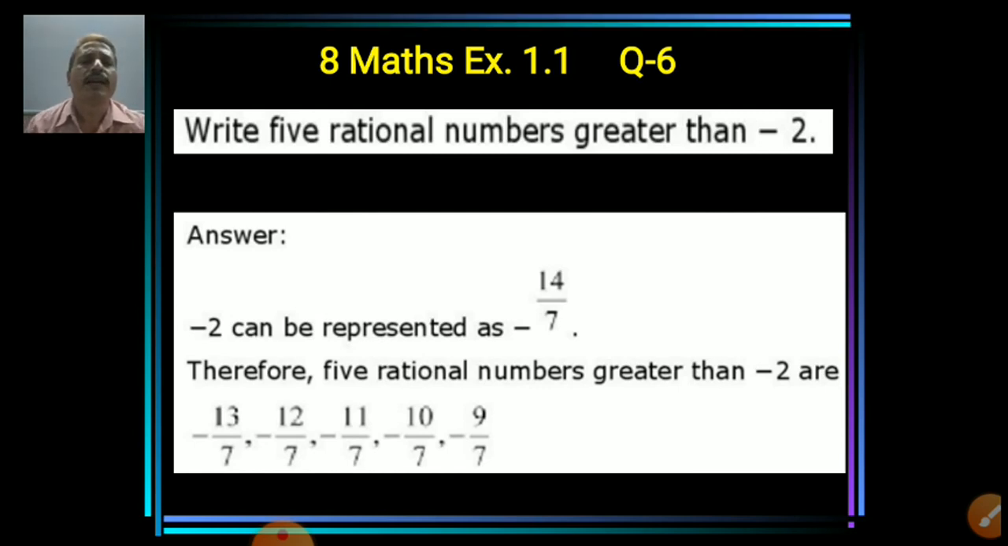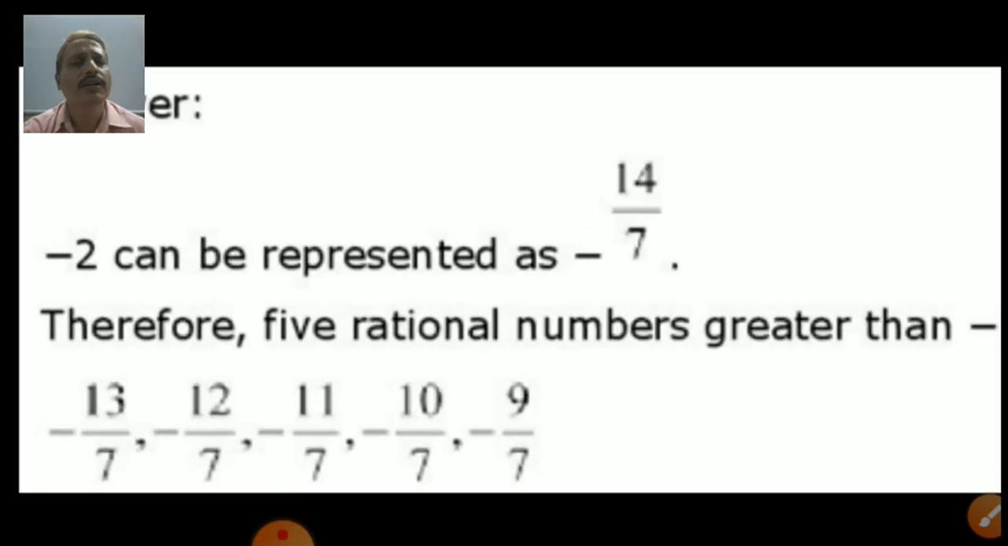Number 6. Write 5 rational numbers greater than minus 2. Very simple. Minus 2 can be written as minus 14 upon 7. It's a negative number, student, so be careful. Yes, minus 7 is smaller than minus 6. So here, minus 14 upon 7, the greater numbers are minus 13 upon 7, minus 12 upon 7, minus 11 upon 7, minus 10 upon 7 and minus 9 upon 7. These are all greater than minus 14 upon 7.